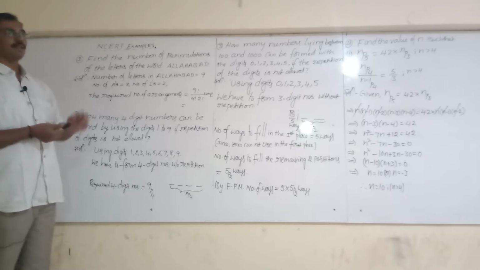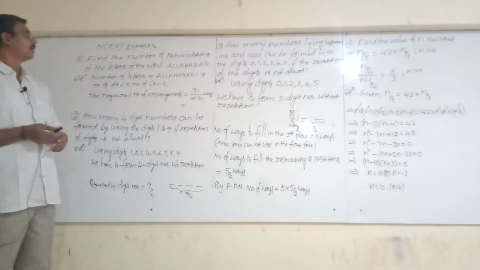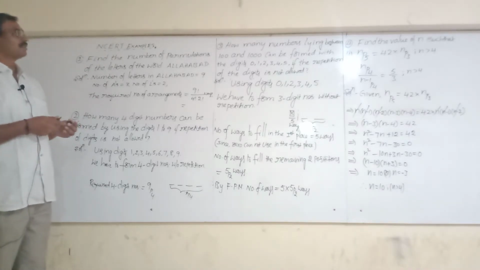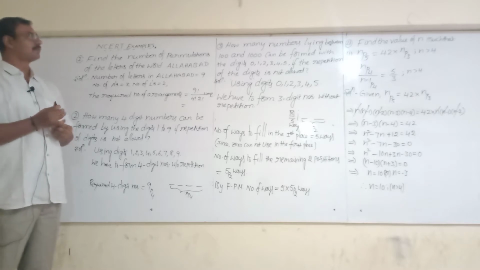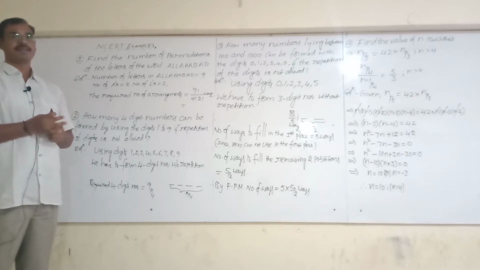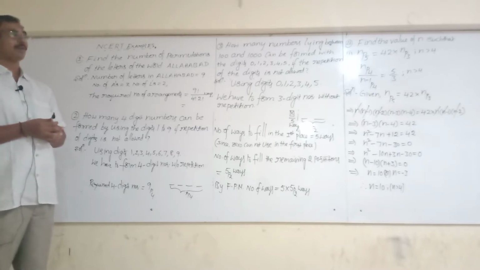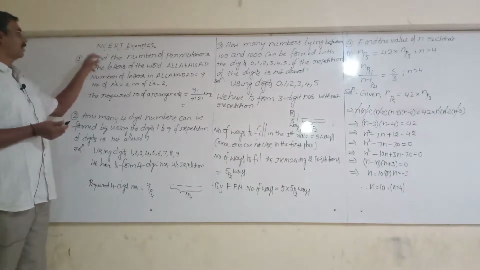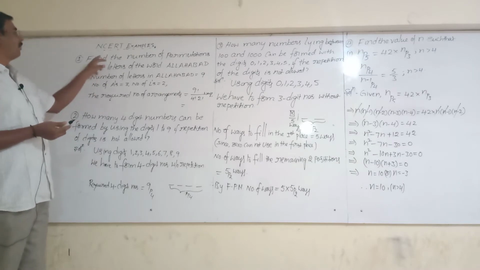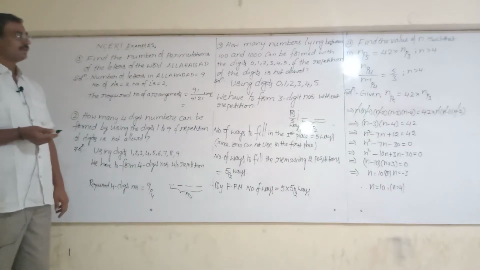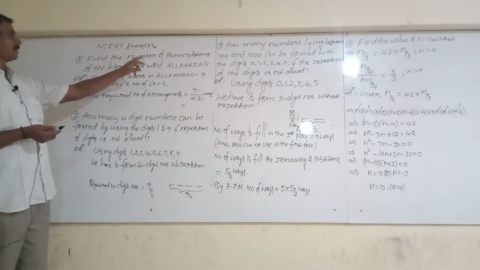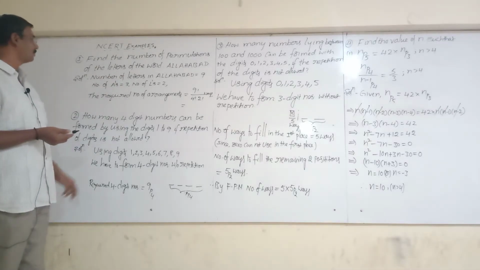Lecture on NCERT examples. In the last class, I explained repetition of letters, that is, how to find the number of arrangements when similar letters are given. Now I am going to solve problems. Let us see question number 1: Find the number of permutations of the letters of the word ALLAHABAD.